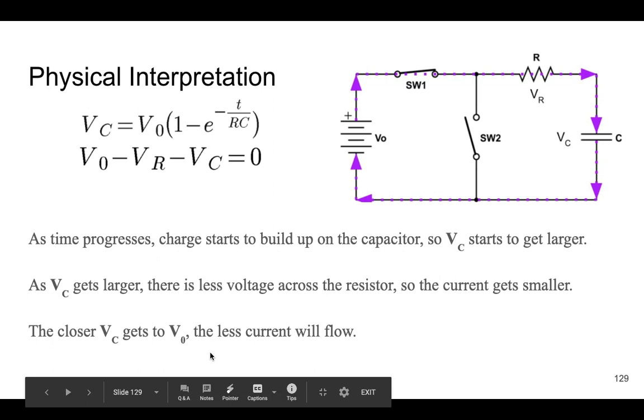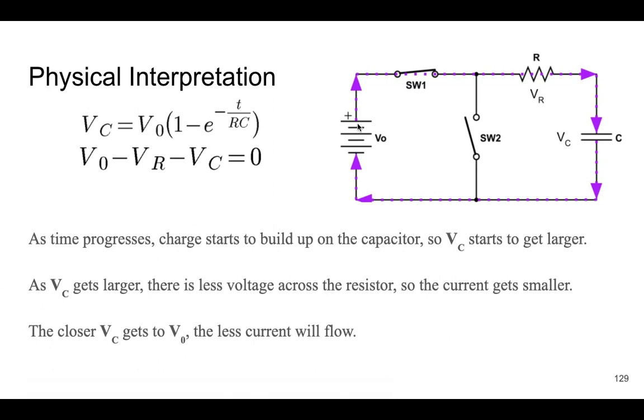But then as time progresses, you've got charge moving. You've got positive charge coming around here, getting to this plate and stopping, and positive charge leaving here and going here. So as time flows, you get charge build up on the plates of the capacitor. You start to get a voltage across the capacitor. Once you have a bigger voltage across the capacitor, you're having less voltage across the resistor.